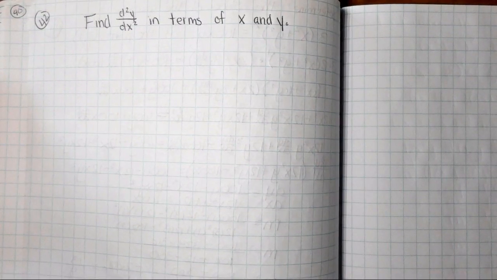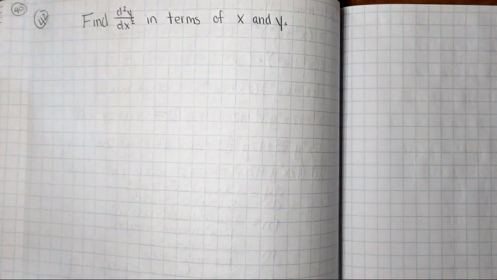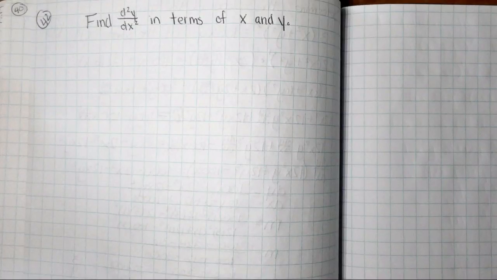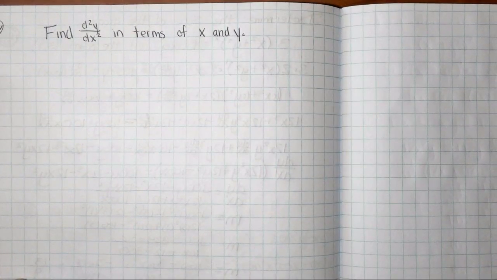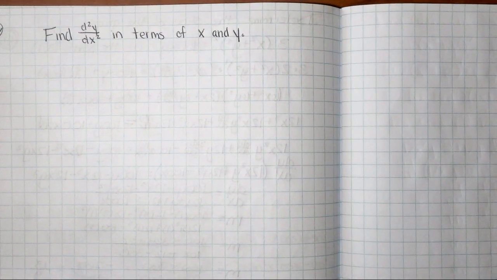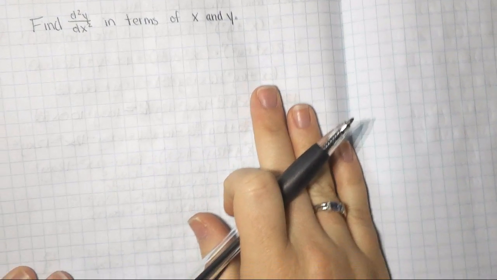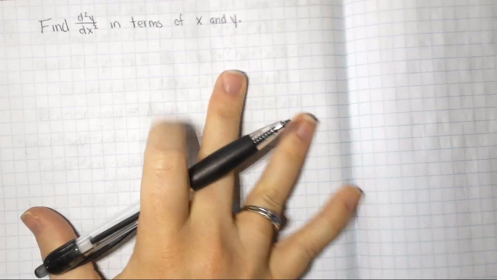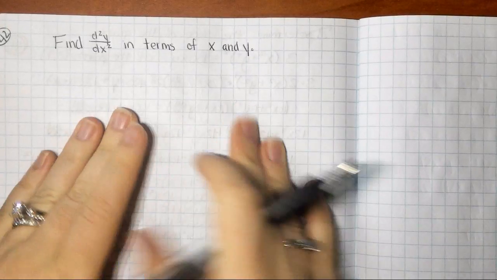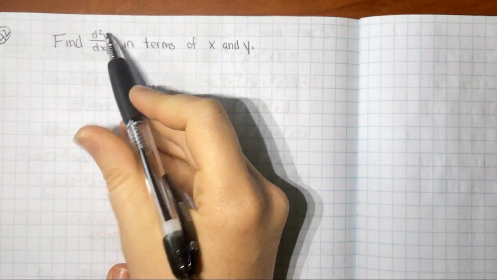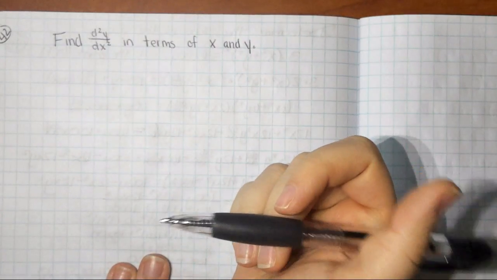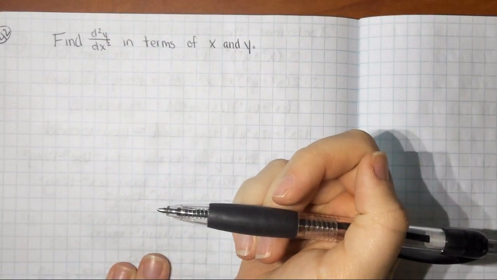So, ladies and gentlemen, it's a continuation of the previous day's notes: find whatever this means in terms of x and y. This is the notation for a second derivative.